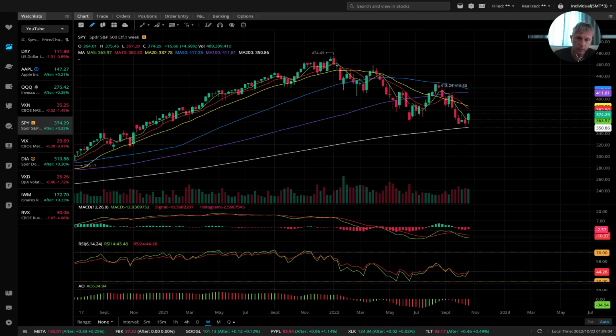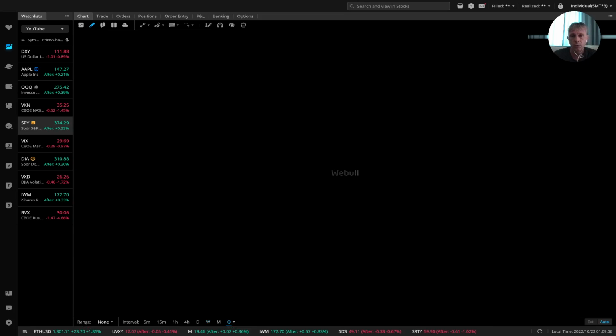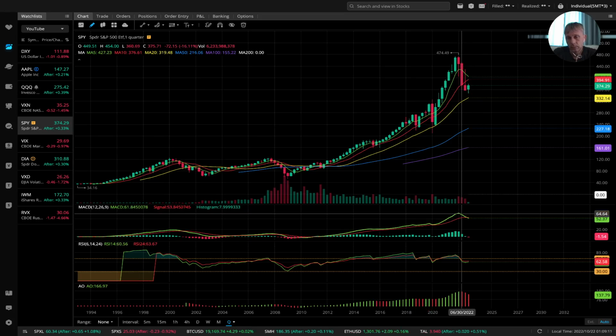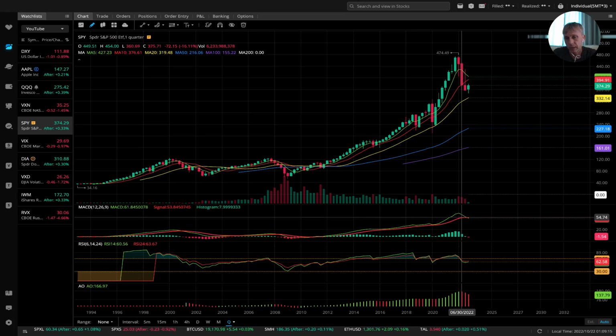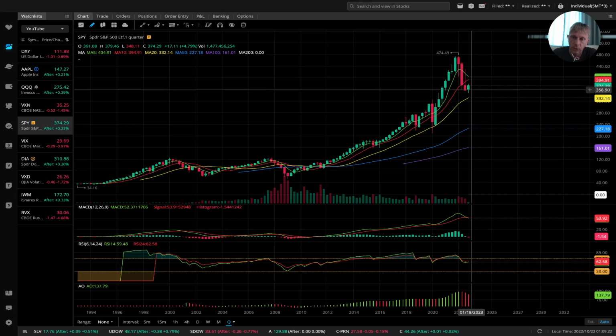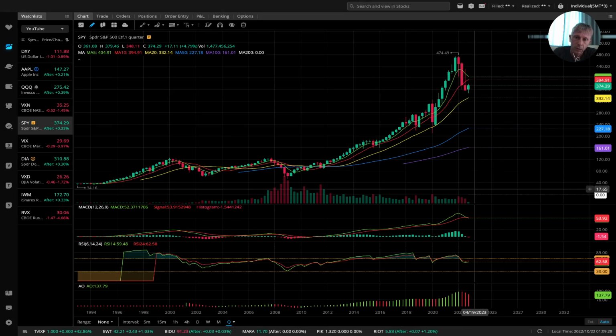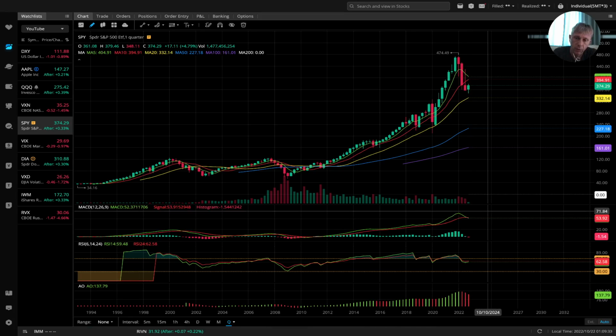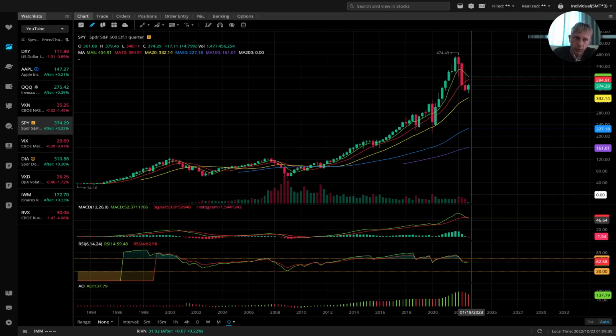Quarterly for SPY. Last quarter it did bearish crossover. This quarter it's a green bar, still green bar. Quarter is not over. It's a long time to go. Just first month. But it did bearish crossover. Bearish signal on quarterly for SPY.